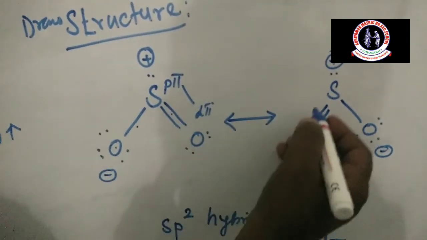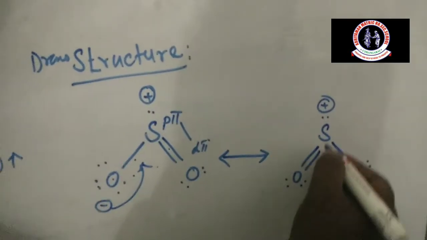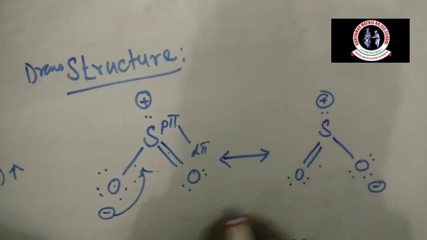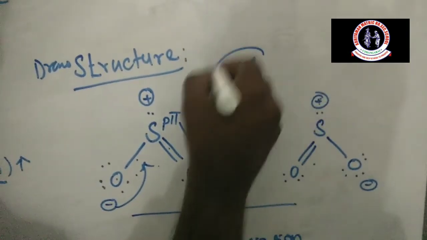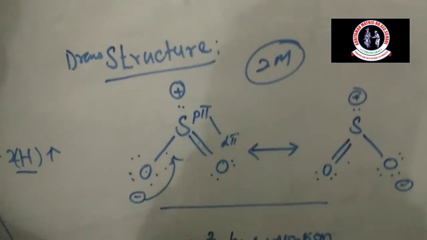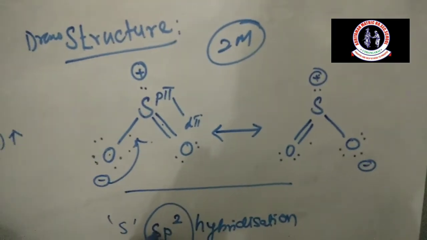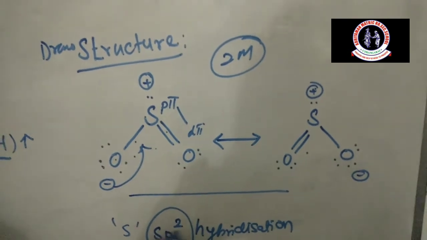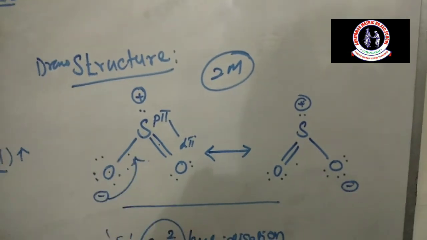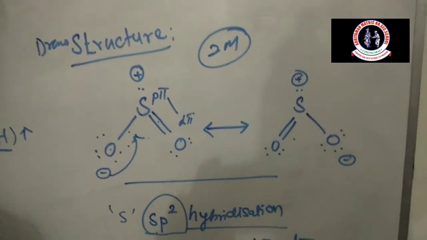Yes, there is another form. Suppose an electron comes from here to form a double bond, the cation of sulfur forming with oxygen. Okay, this is a very important 2 mark question: draw the structure of sulfur dioxide. In sulfur dioxide, sulfur shows sp2 hybridization, where the s orbital and p orbitals combine to form sp2 hybridization. Here the double bond arises due to p orbital pi electron and d orbital pi electron overlapping.